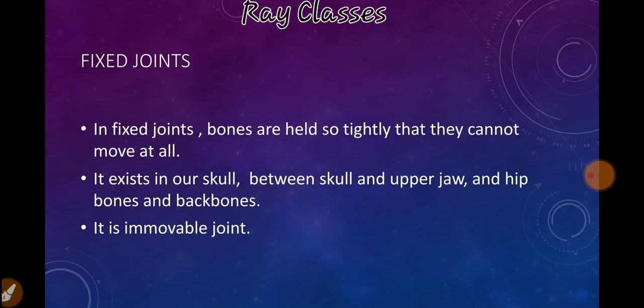Next, fixed joint. In a fixed joint, the bones are held so tightly together that they cannot move at all. Fixed joints occur in our skull. The plate type bones of our skull are held together by fixed joints and cannot move at all. This makes the skull very strong and hard, and a strong skull protects a delicate organ of our body called the brain. It is clear that the skull is not a single bone.